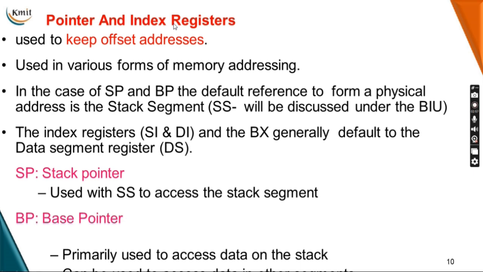As we have seen in the previous session, in order to find our class, we should know the offset address, which is like the room number: 4th floor, 5th room. So the 5th room is my offset address. These registers are useful for storing that offset address information. They are used in various forms of memory addressing. We should know the memory addressing.